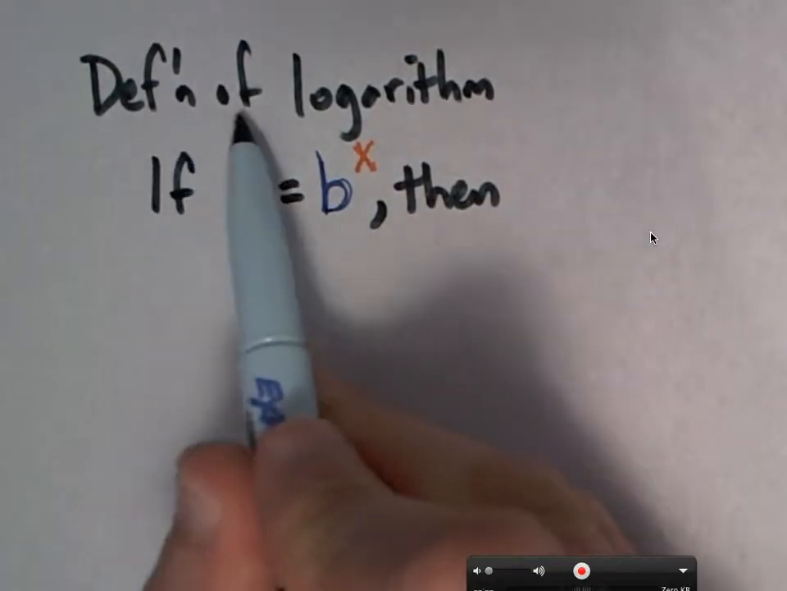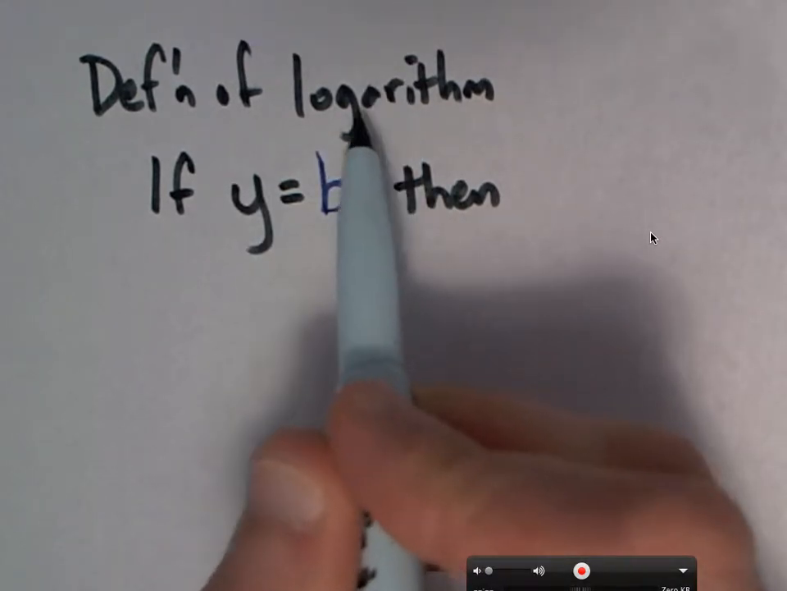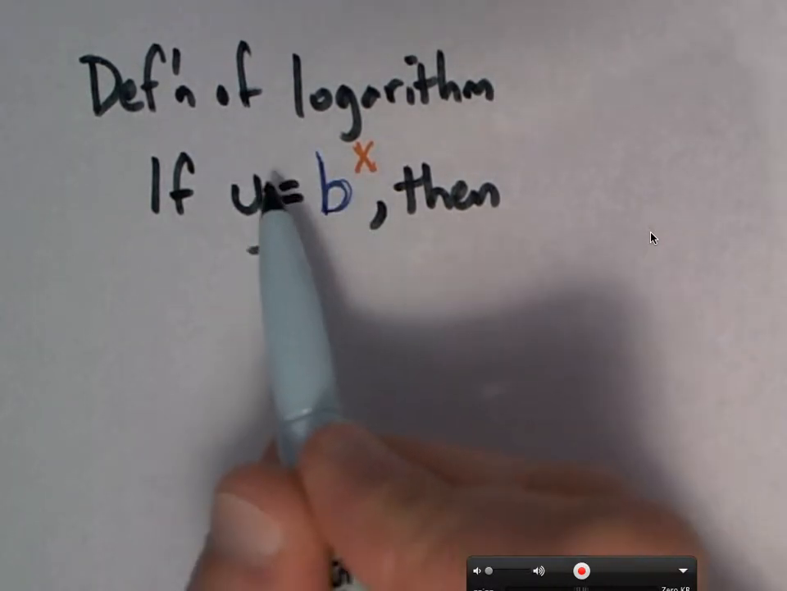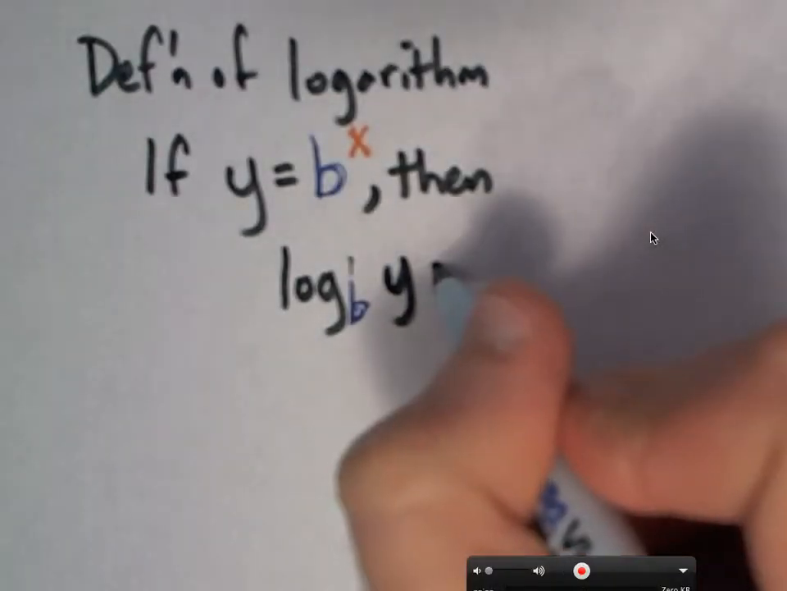So now let's check out the definition of a logarithm. Remember, a logarithm is just an exponent. So if y equals b to the x, so we have an exponential function here, just like we've been talking about, then log, starts with logarithm, base b. So the b is the base of the exponential function, it's the base of the logarithm. Write it underneath, subscript, log base b of y equals x.